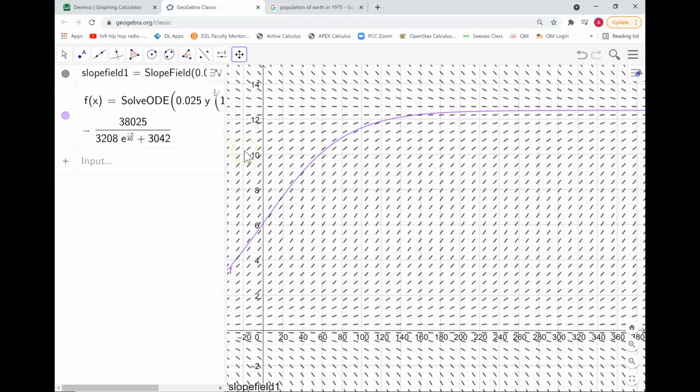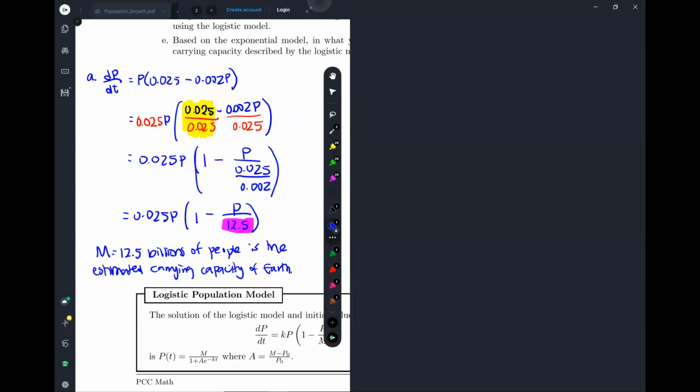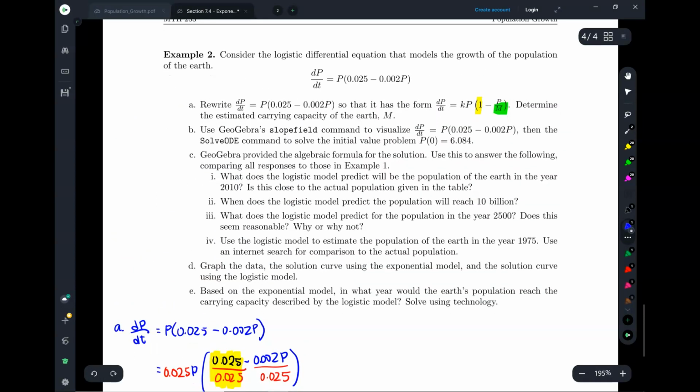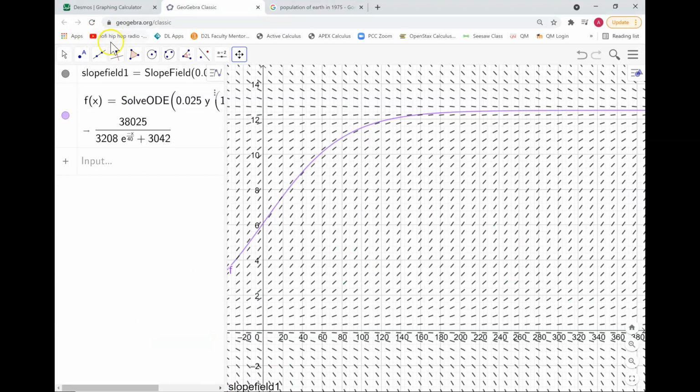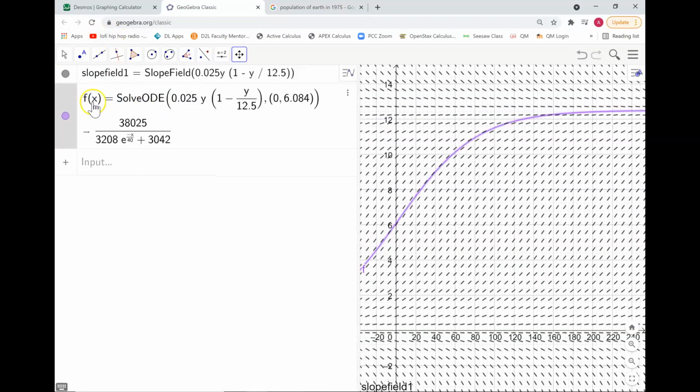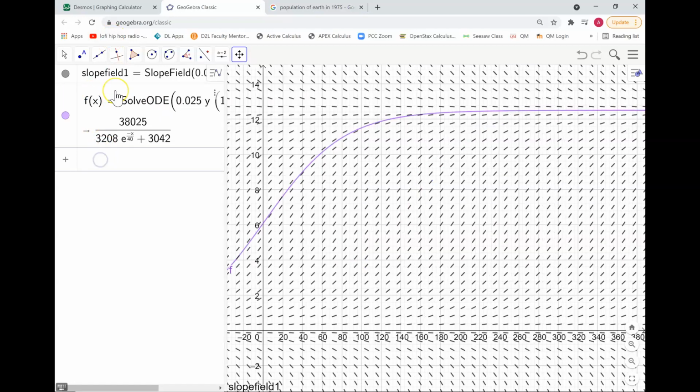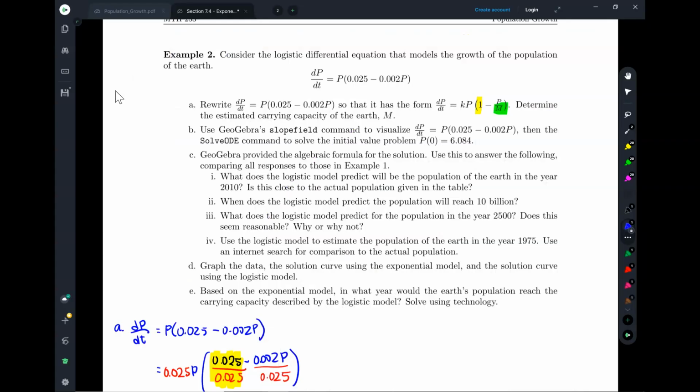Okay, let's pop back over to our notes here and see what we want to do with this. Okay, so we visualized that. We solved that initial value problem. It gave us an algebraic formula as well for the solution. Did you notice that? F of x here. So I'm just going to go ahead and keep this as an F. If you wanted to, you could rename this a P. It already called it F of x. I'm okay with that. So what we're going to do now is answer the same questions that we did before with the exponential growth model, but now with the logistic model, and compare and see how it works.